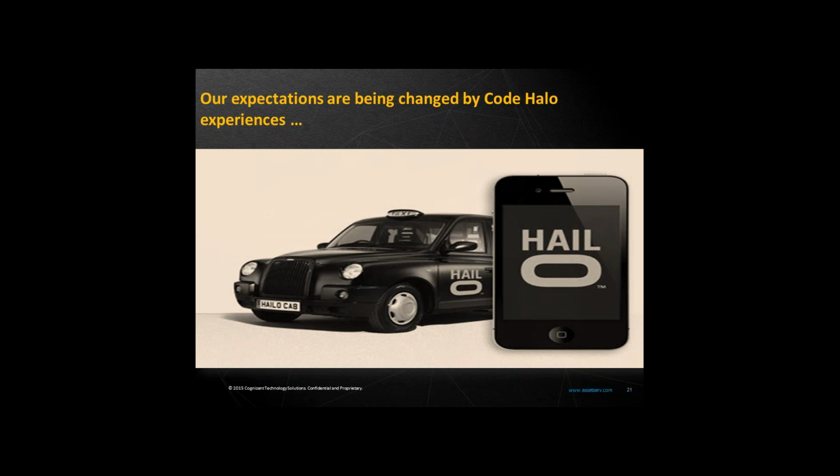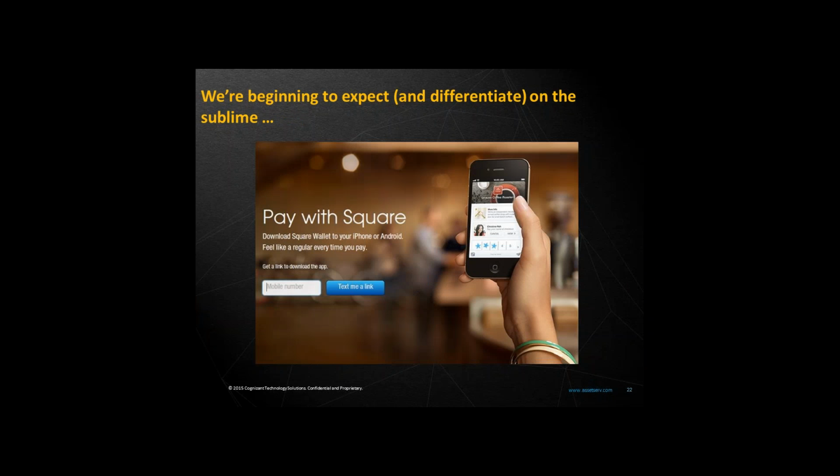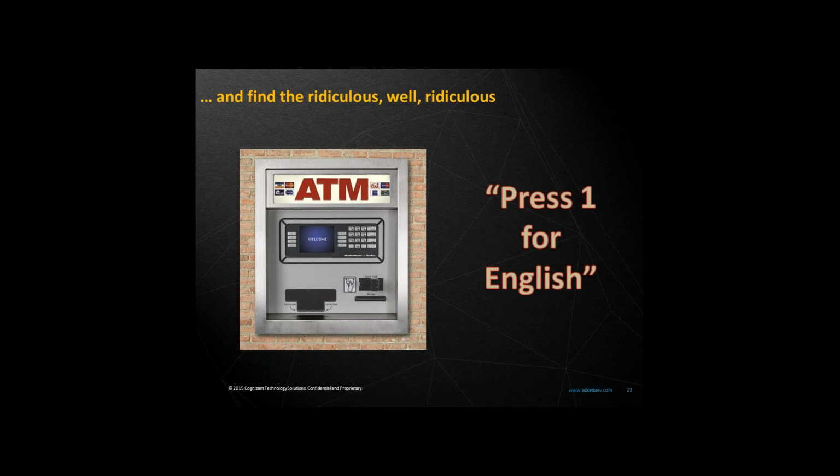You may have had other experiences where you're beginning to see this more and more in your everyday life, paying with Square or paying with Apple Pay. And you're beginning to expect and differentiate on the sublime experiences you have mediated by software. And then when you run into a non-code halo experience, like going to a bank, where it's the same ATM, the same cash machine you've been going to for a million years, and it still asks you, the first identifying question is, do you speak English? You find that ridiculous, because this is the same bank that you've been going to for a million years. They know everything about you. They could build a code halo around you, but they're not.